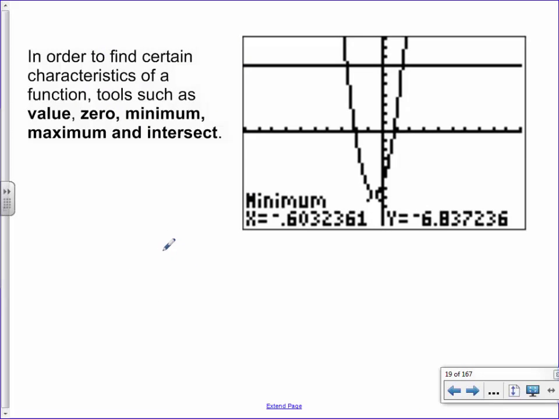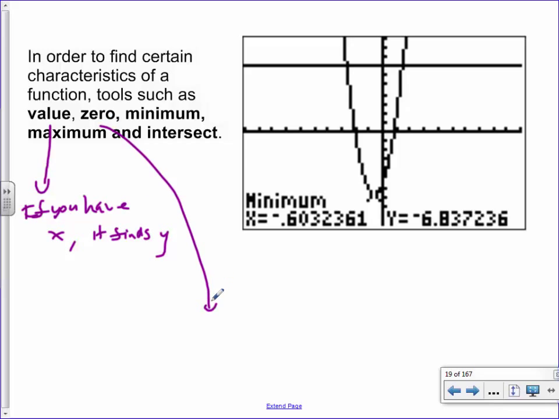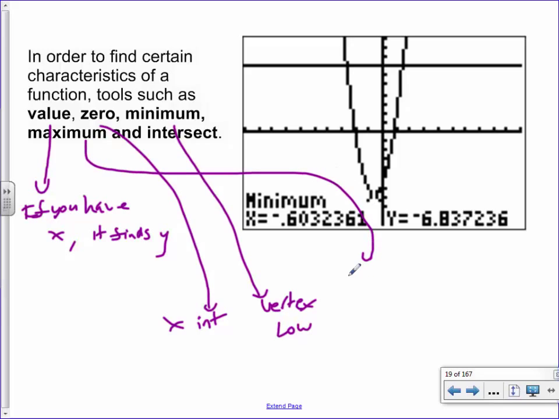This slide just talks about the tools you need to know how to use. Let me just recap what they're used for. What is value used for? To find a y value if you have an x value. If you have x, it finds y. That's what value does. What does zero do? Intercepts. Yeah, x-intercepts. You just have to know how to use it. You have to go on both sides. Okay. Minimum finds the vertex if it's the low point. The maximum finds you a vertex, but if it happens to be the highest point.